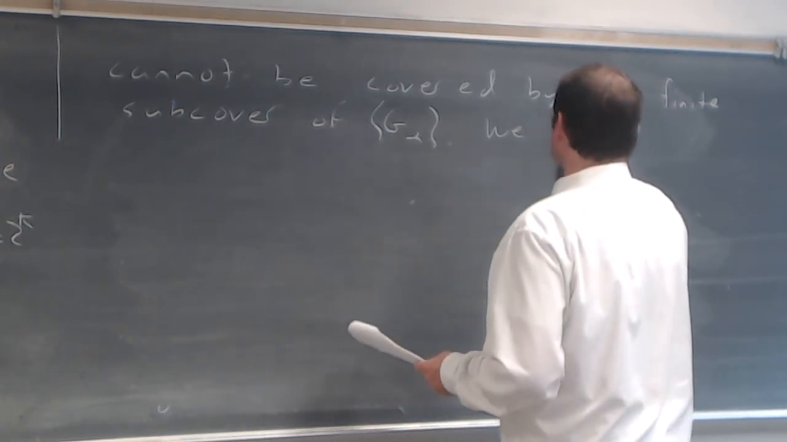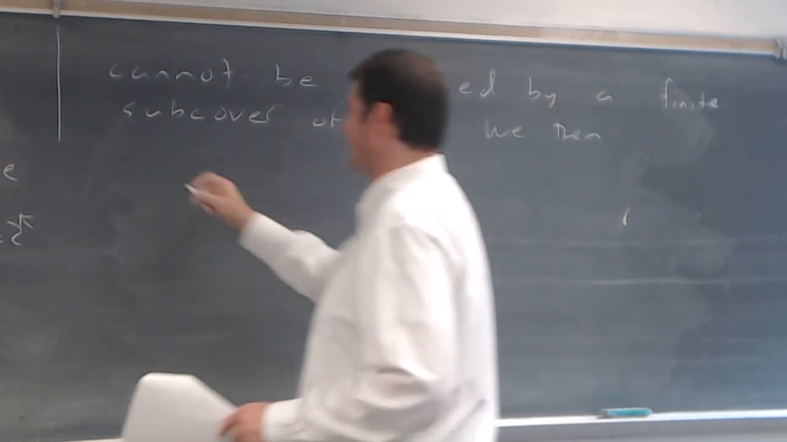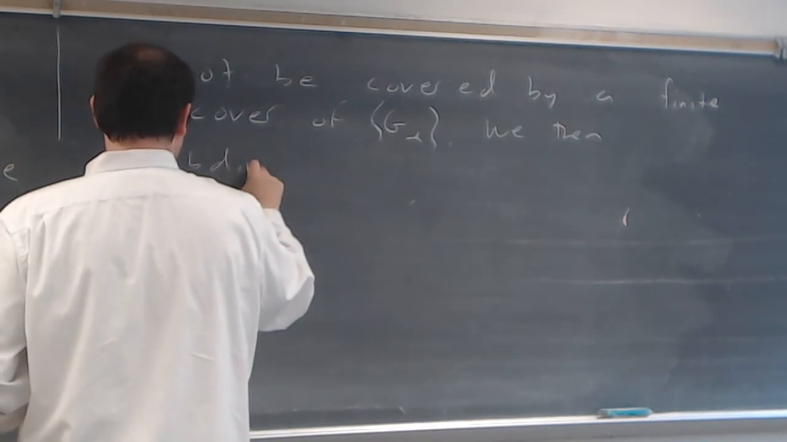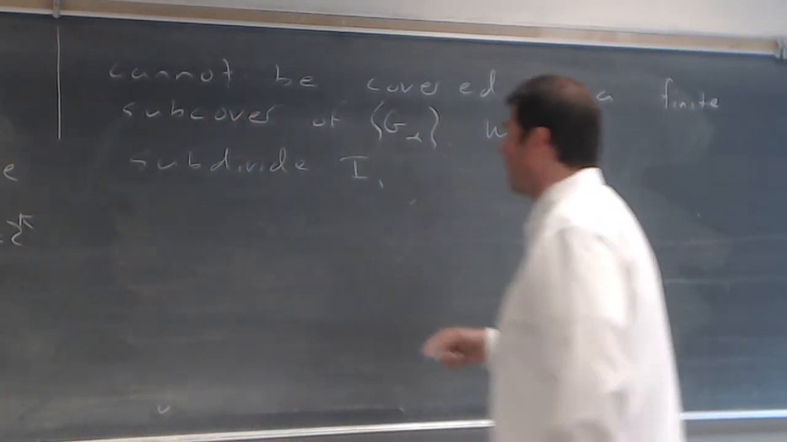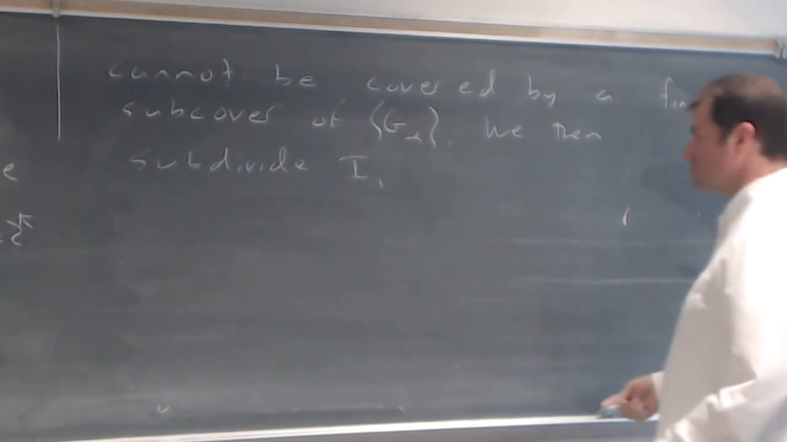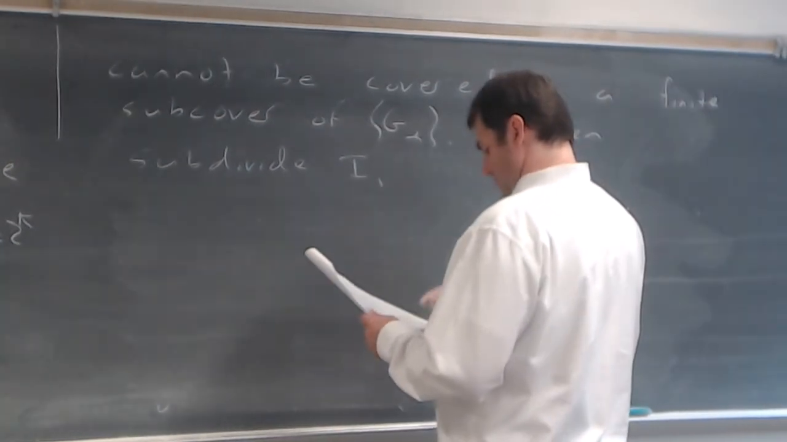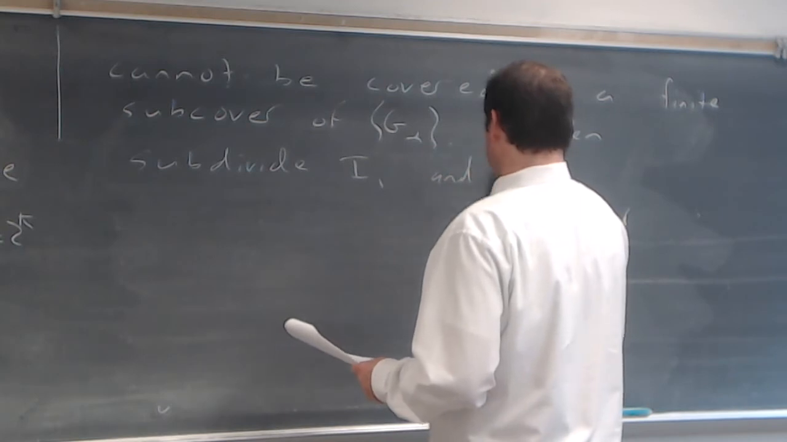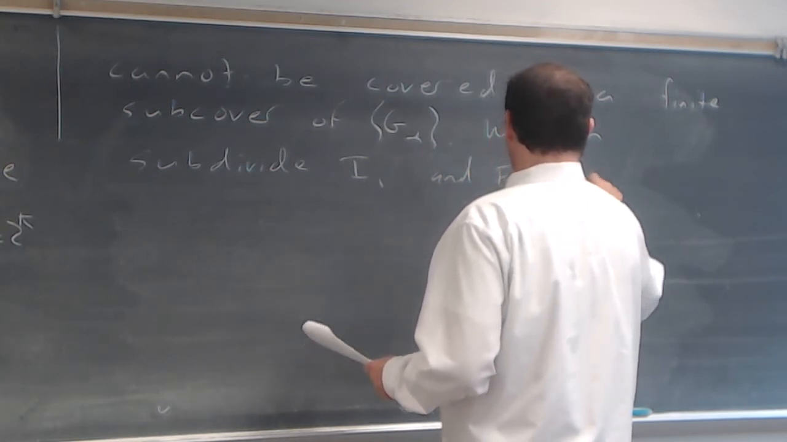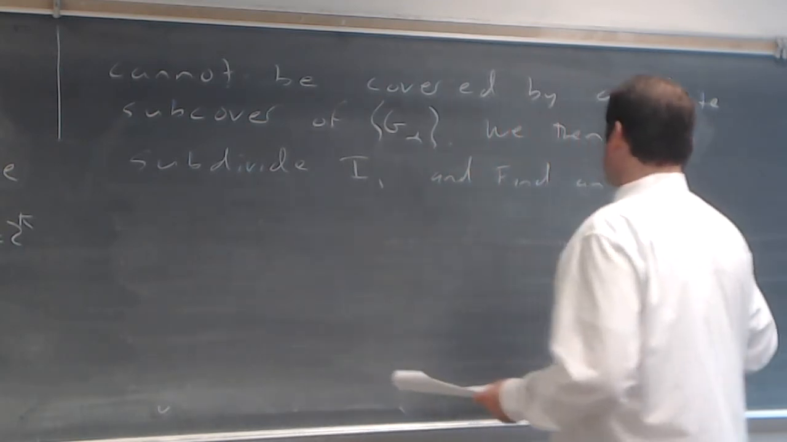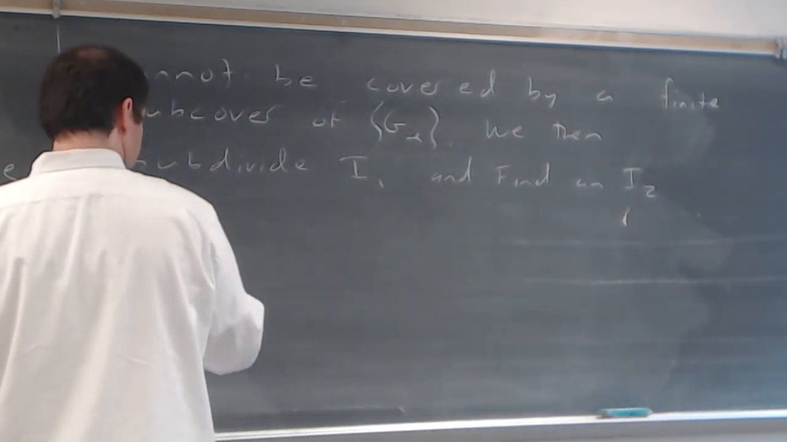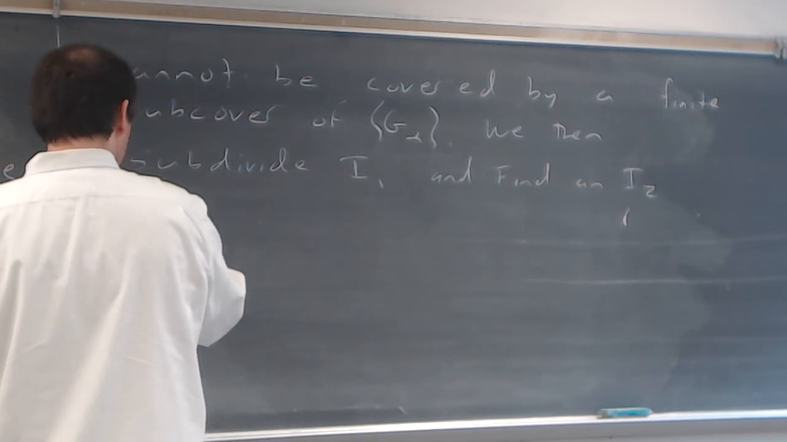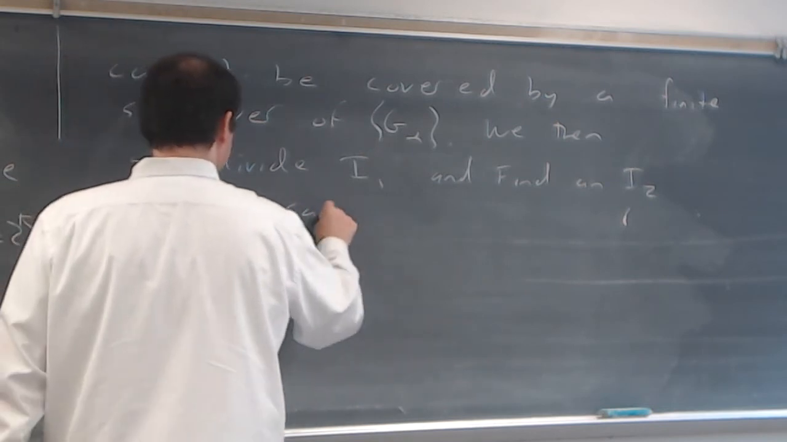We then subdivide I sub 1, it's a k-cell, and find I sub 2 by the same process.